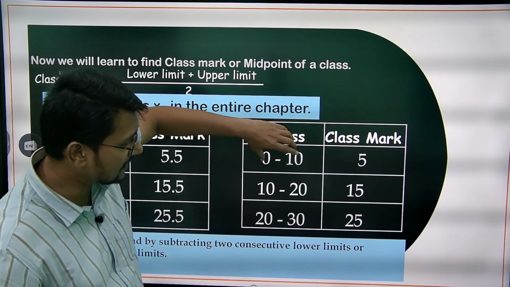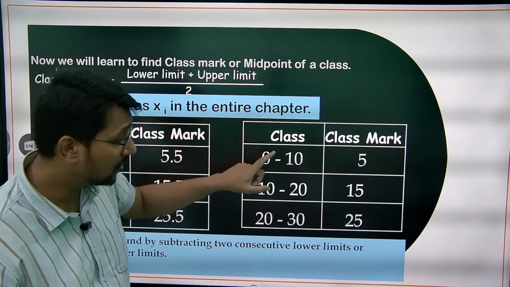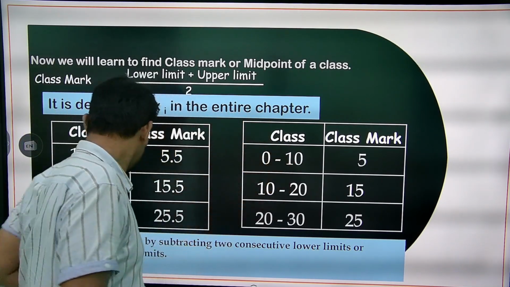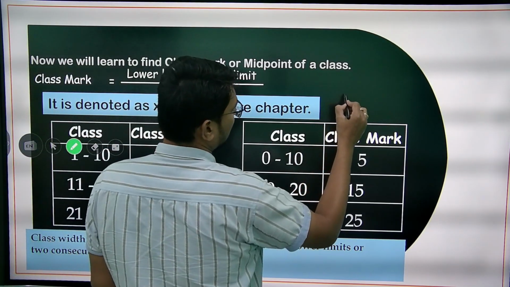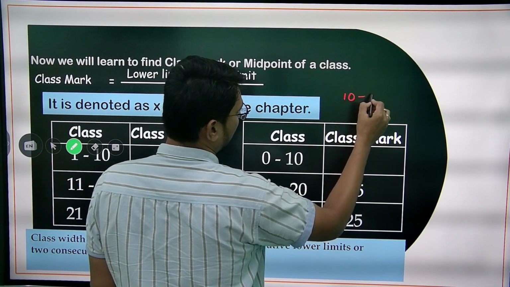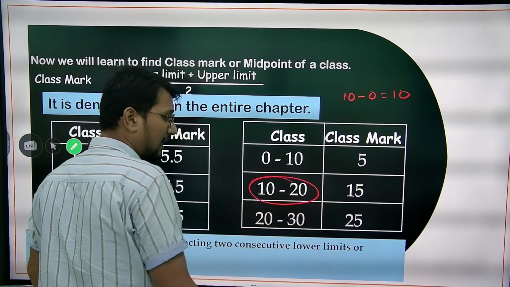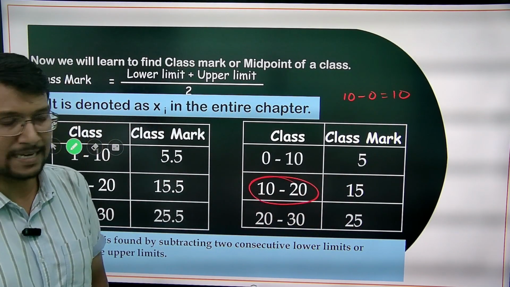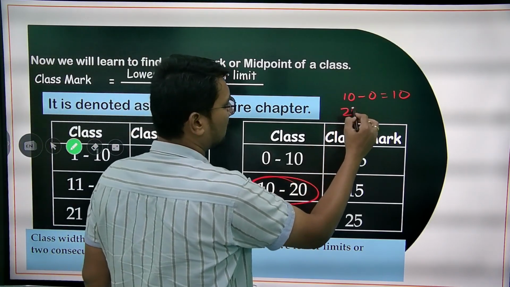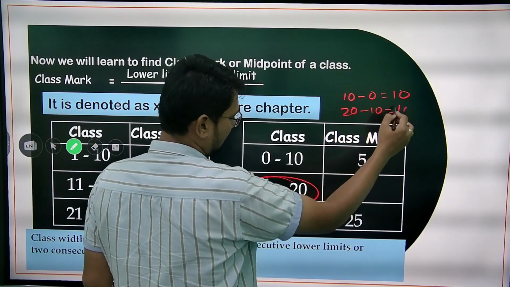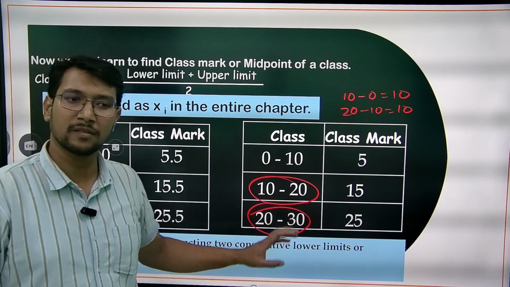What is the class size if I'm asking you in the first class? So how will you find it? Upper class limit minus lower class limit. So 10 minus 0, that is 10. And if I'm asking you the second class's size? Class size is 20 minus 10, that is 10. Clear? 30 minus 20. This is one method.